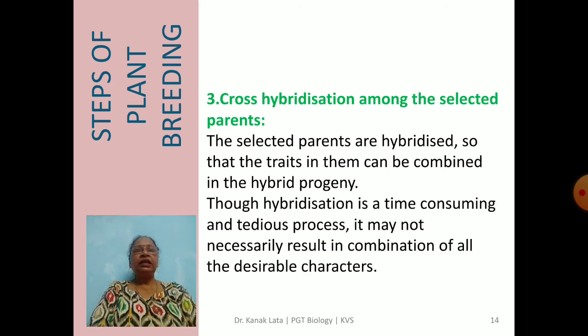Third one is, after getting this pure line, cross hybridization among the selected parents. Means hybridization is done between the parents. The selected plants are hybridized. So the hybrid progeny contain both the desirable characters of male and female. So both desirable characters of male and female are combined together. So the progeny must contain both the characters. So that is called as hybrid progeny, and it can be obtained by combining both the traits.